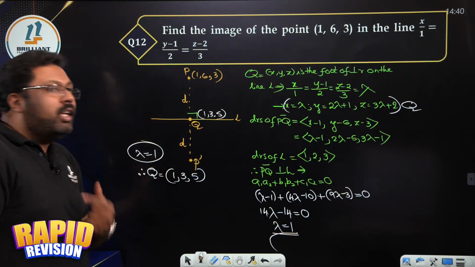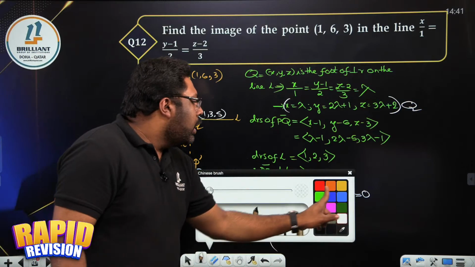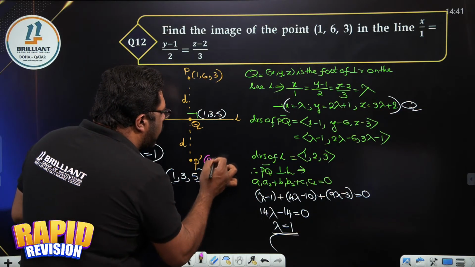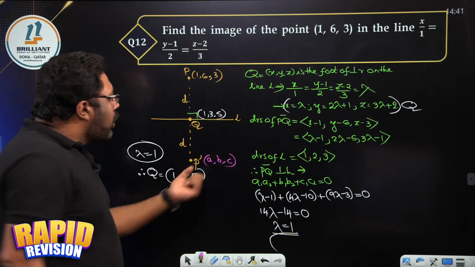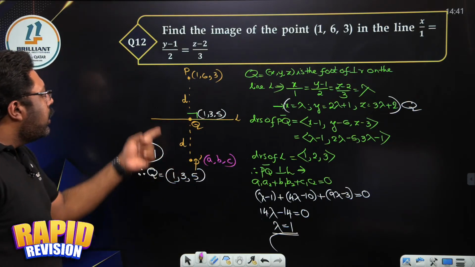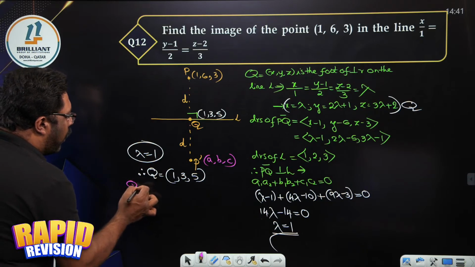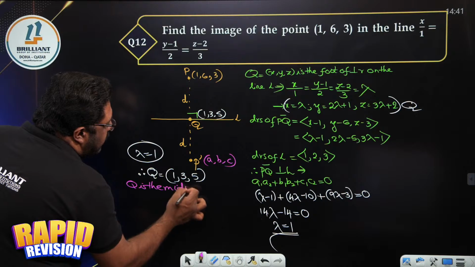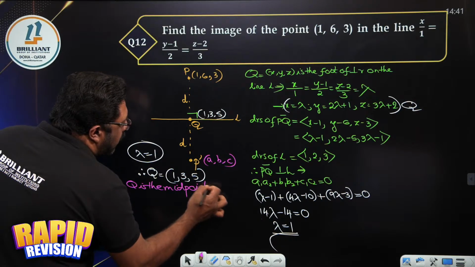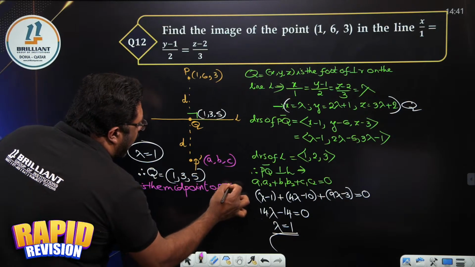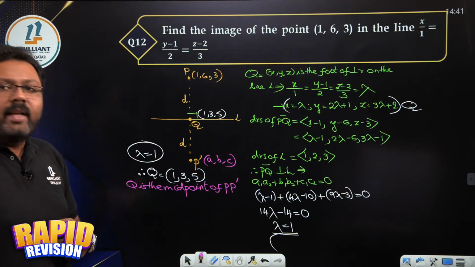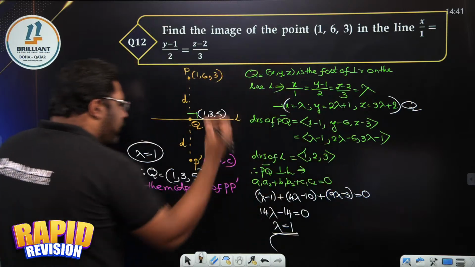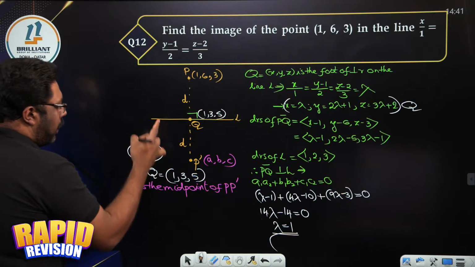Now I'm supposed to find the image P dash. So let me assume that this unknown point is ABC. But I know that Q is the midpoint. I said both the distances should be equal to form the image. Q is the midpoint of P and P dash. Midpoint formula, 11th standard 3-dimensional geometry.